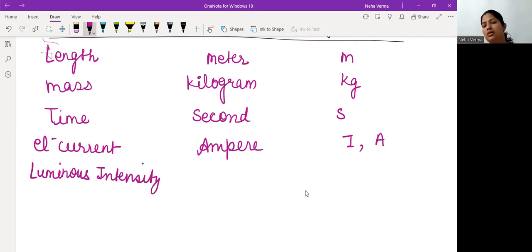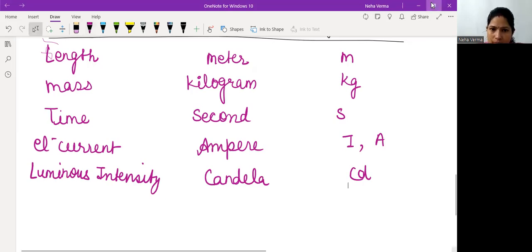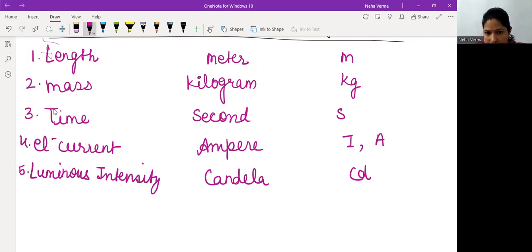What is the light's intensity? Candela, shown by CD. Next one is the sixth unit. Let's number them: 1, 2, 3, 4, 5, 6, and 7.